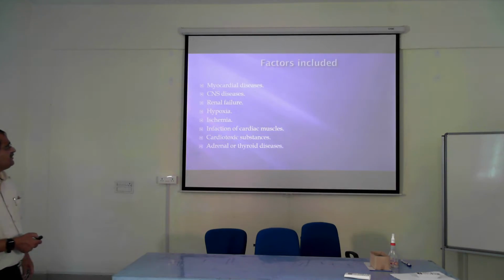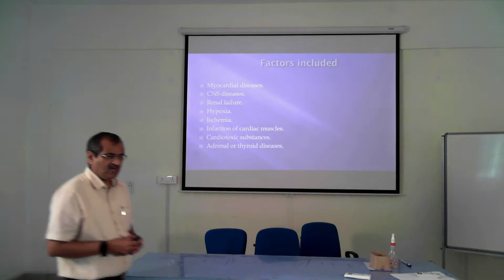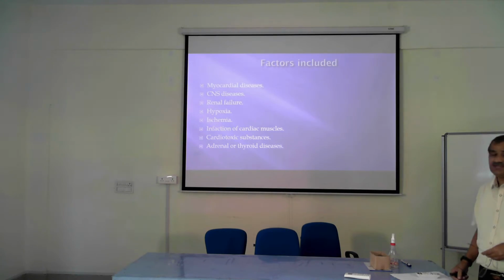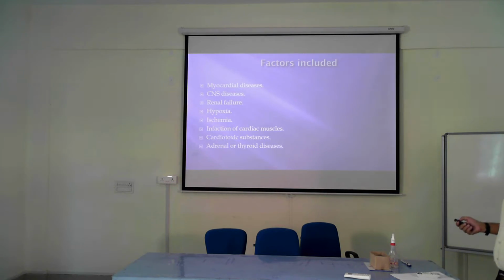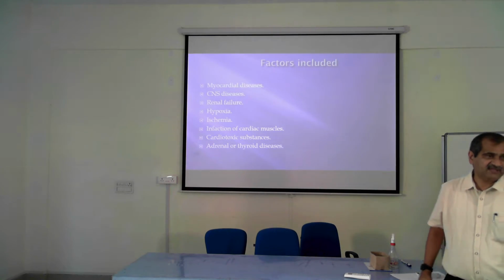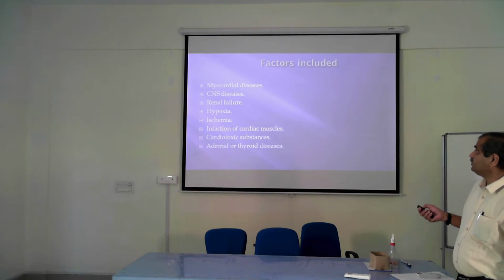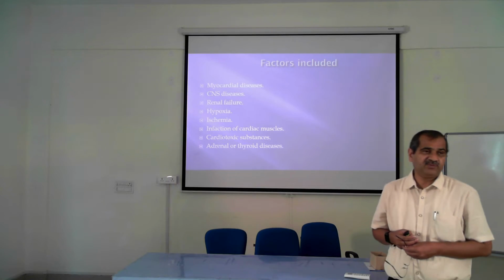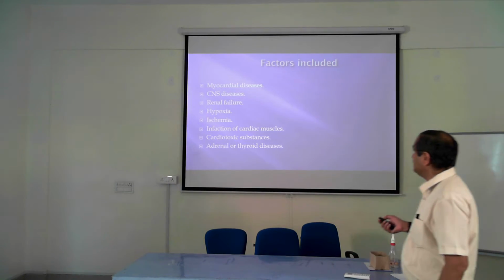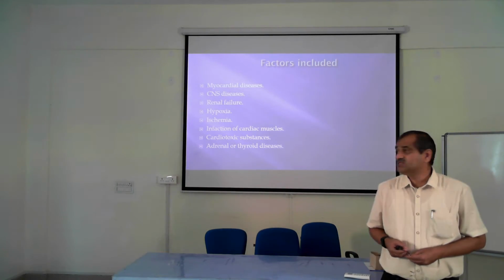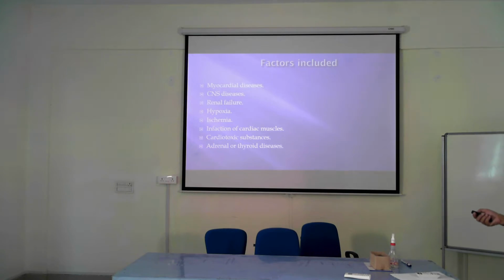So the factors included in cardiac arrhythmia are: number one, myocardial diseases, especially those affecting the contractions of the muscle fibers, and CNS diseases. How CNS disease affects the heart is, number one, especially through the vagus nerve. The vagus nerve has branches to the heart. At the same time, the vagus nerve also has a variety of branches to the ear, etc. Whenever there are CNS disorders, the vagus nerve gets stimulated. Because of this, there is a problem, especially arrhythmias.